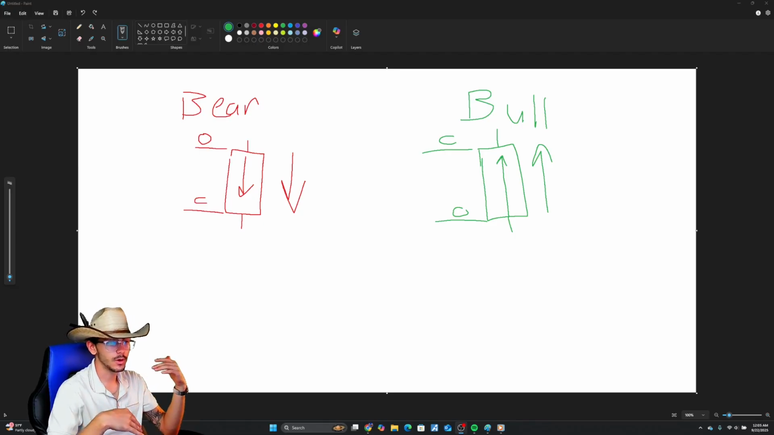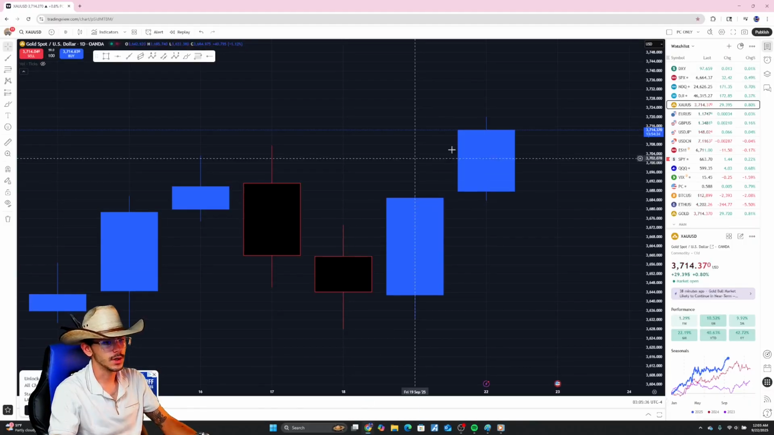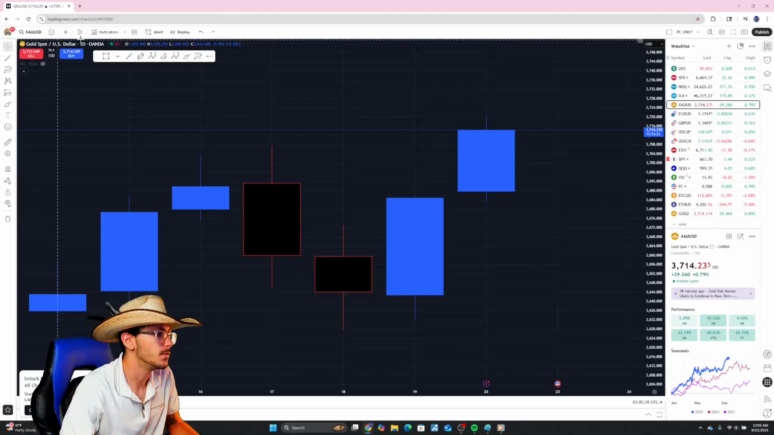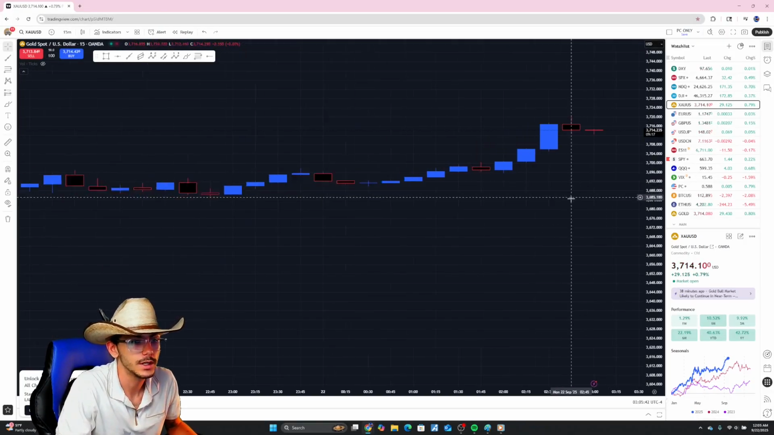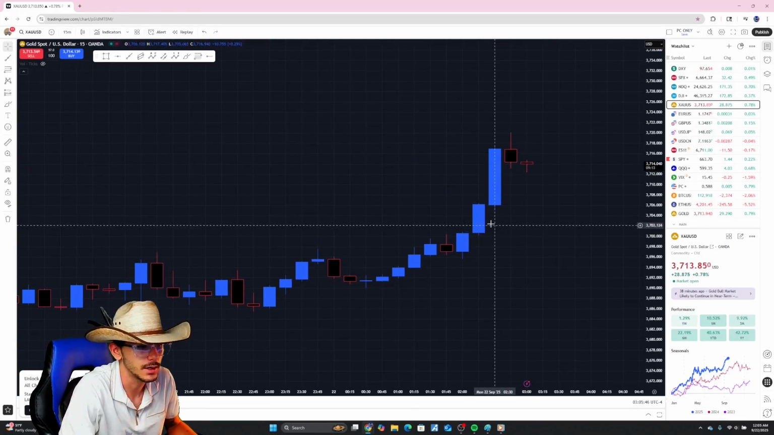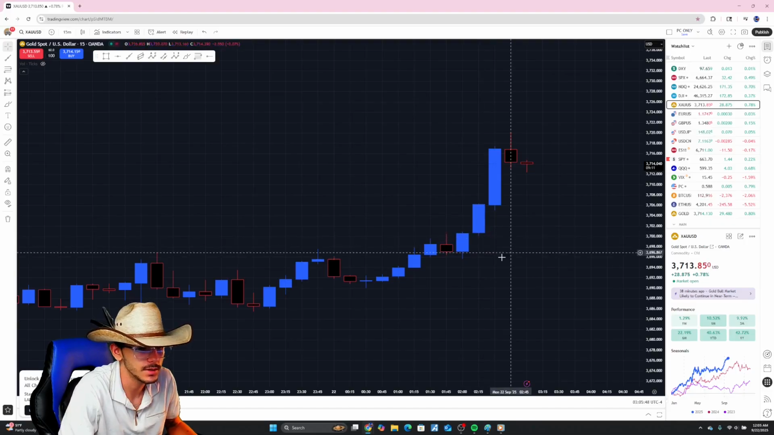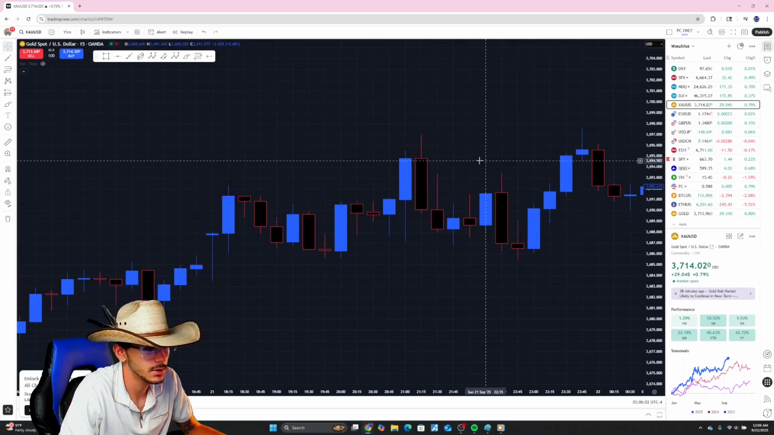I want to take it to a chart and start looking at the chart. Okay, so let's go to 15 minutes, where each candle has 15 minutes of price action. So within this candle, there's 15 minutes. Within this candle, there's 15 minutes. Let's just look at these.